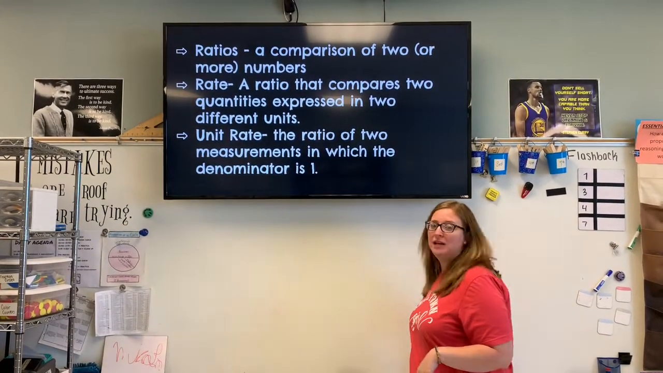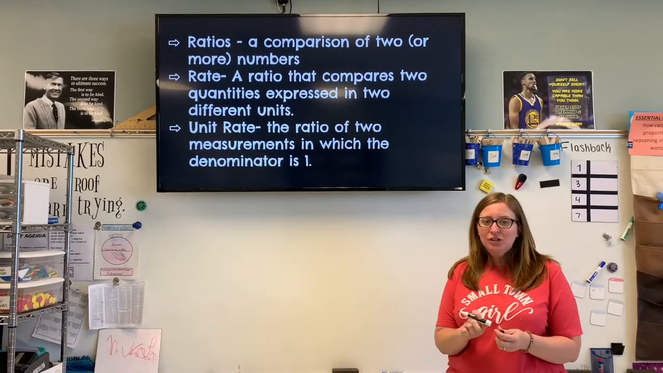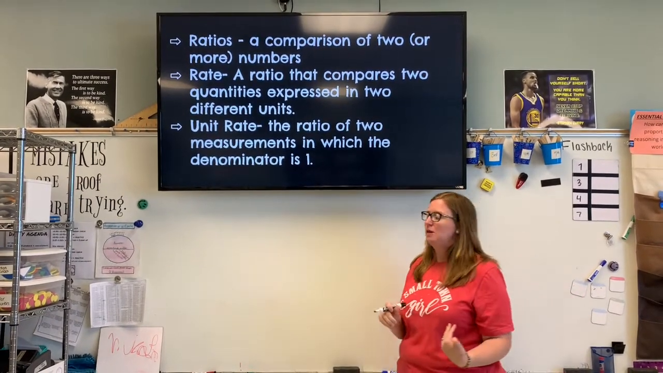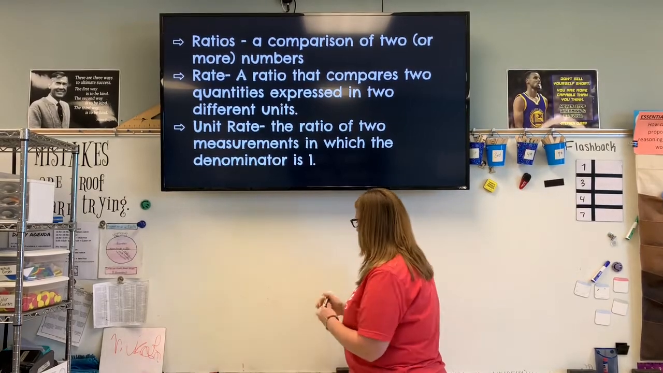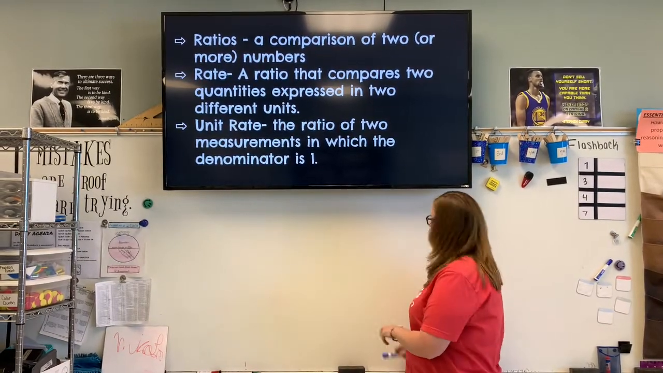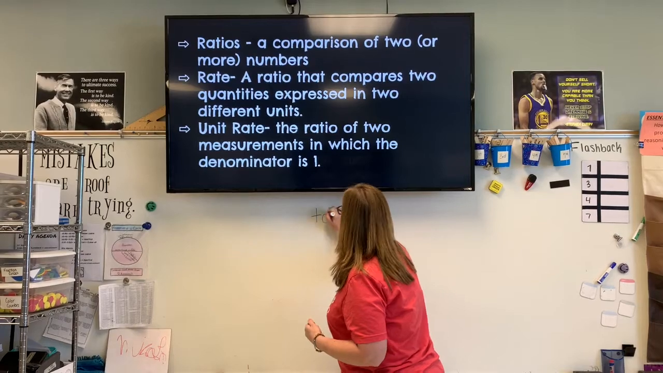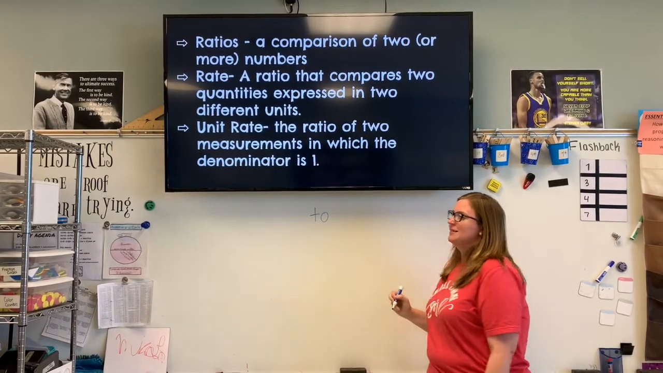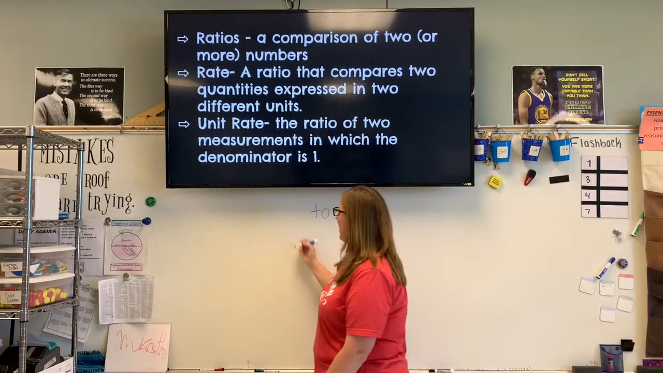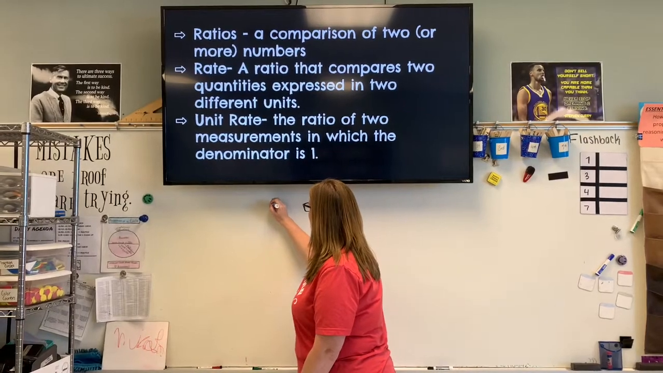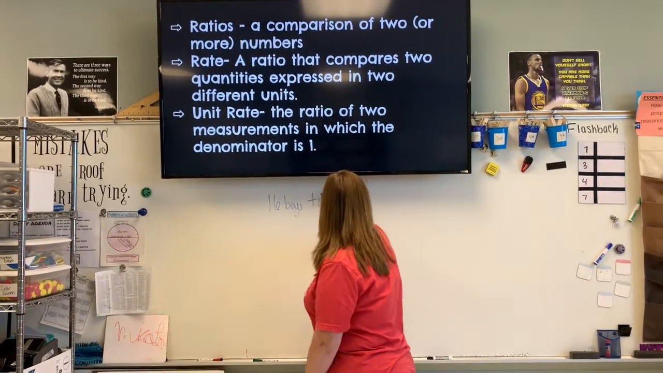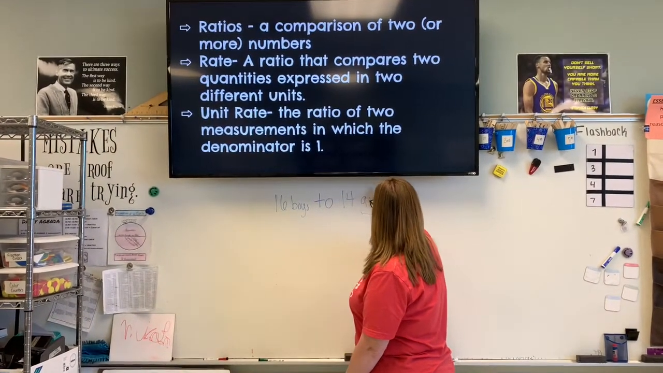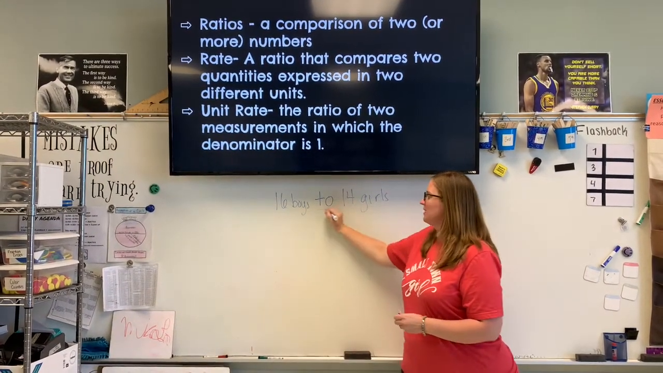With the ratio, we can write it three different ways, and you're going to see it written three different ways, so I want you to know what those ways are. The first way you can see it is with the word to. So let's say that there are in the class 16 boys to 14 girls. And that's the one way you can write it, is with the word to.